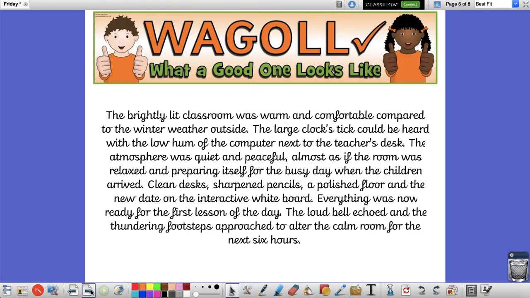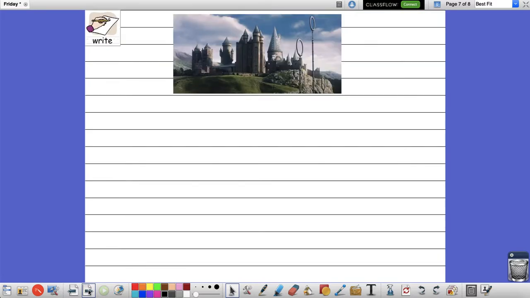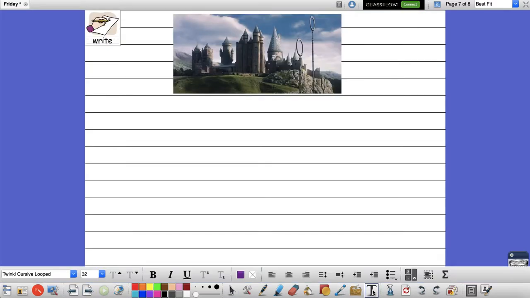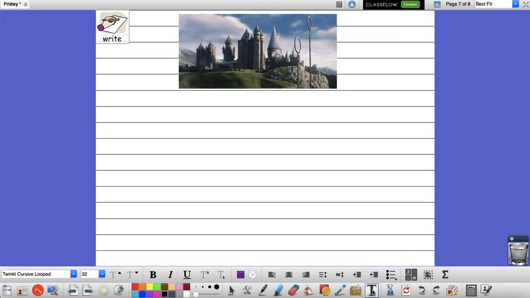So as you can see, this one here is describing a classroom. But you aren't doing that today, you're going to describe Hogwarts. So, this is your challenge. I would like you to have a go at using lots of expanded noun phrases, including prepositions and powerful verbs, to write about what you have watched in the video.